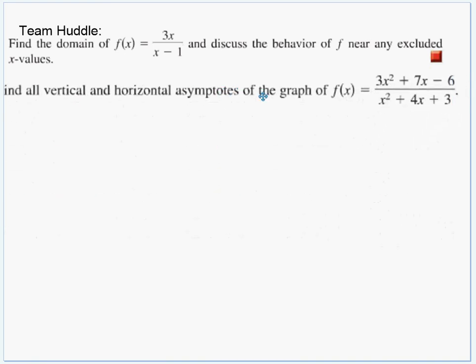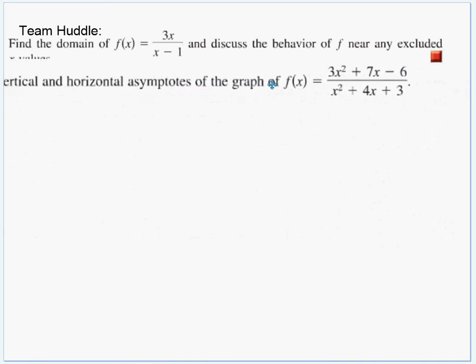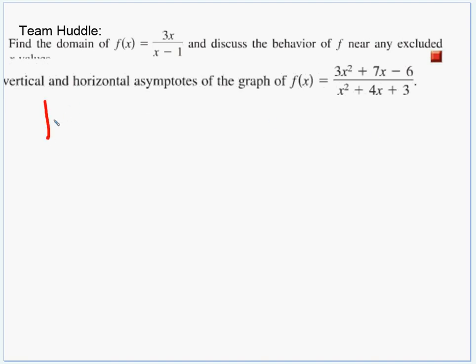So find all the vertical and horizontal asymptotes here. Let's find the horizontal asymptote first. We can look at our numerator and denominator. Highest power is squared, so we cancel those. So we're left with 3 over 1, or just 3. y equals 3.